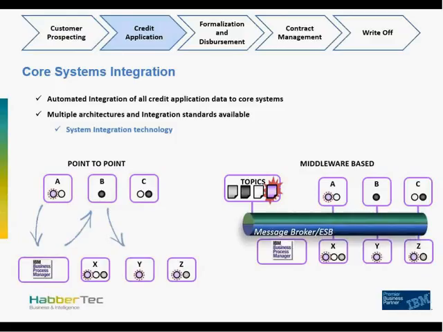and we can do it point to point. So in terms of integration architecture, we can do this point to point, but we can also do it middleware based. We normally use, the most known name is still Message Broker, but now it's Integration Bus. So we use Integration Bus to talk to all these core systems and store the necessary data in different systems.